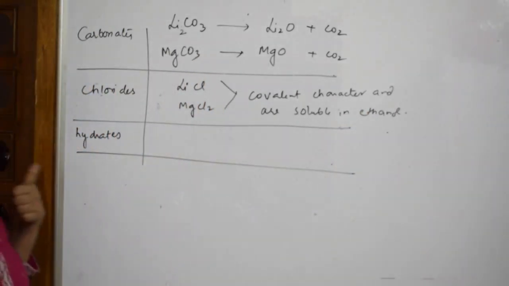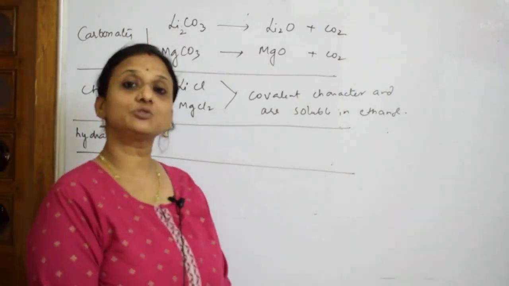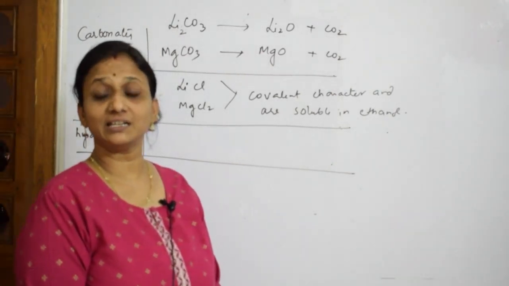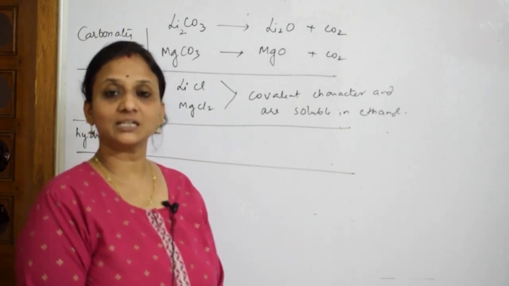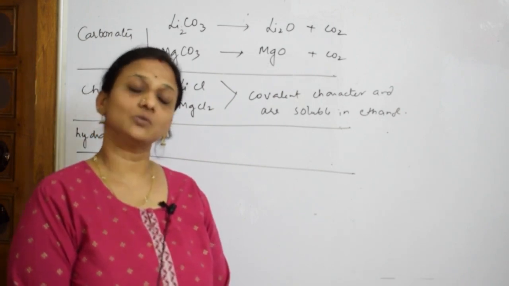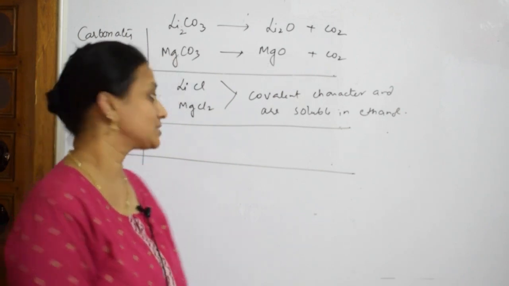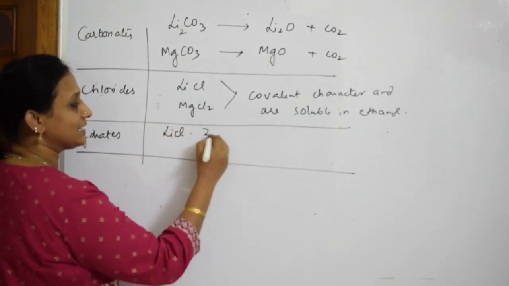Now, what does this concept of hydrates mean? Basically lithium chloride and magnesium chloride are deliquescent in nature. What is deliquescent? When you leave the salt outside, it absorbs moisture, right? Why do they absorb moisture? When they absorb moisture, what happens? Lithium chloride is going to absorb moisture and form a hydrate.